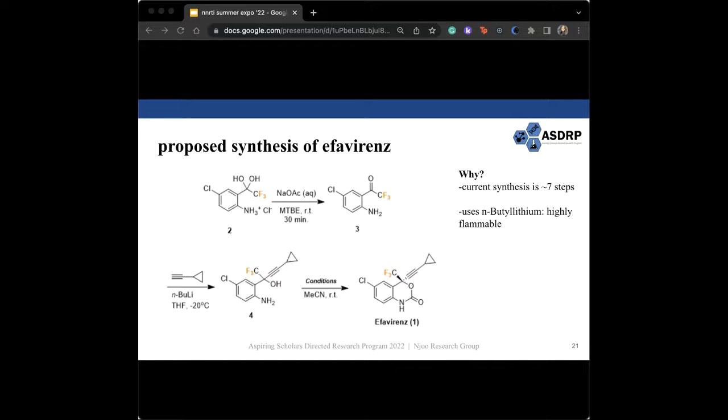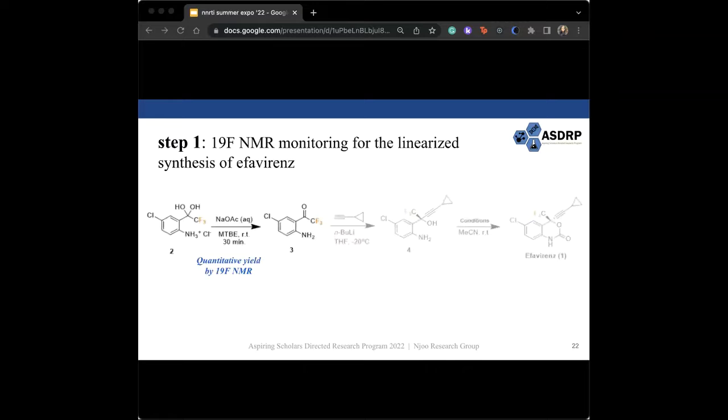So we'll be breaking down the synthesis into 3 steps. The first step can be accomplished using 19F NMR to monitor the production of product. In addition, using quantitative 19F NMR, we can find the yield of the product as well. And in this step, we can see methyl tert-butyl ether and sodium acetate used as catalysts.